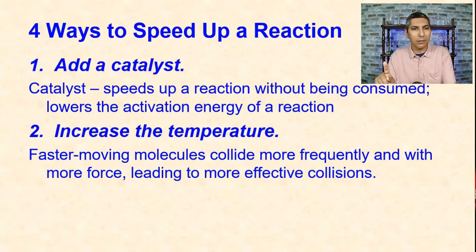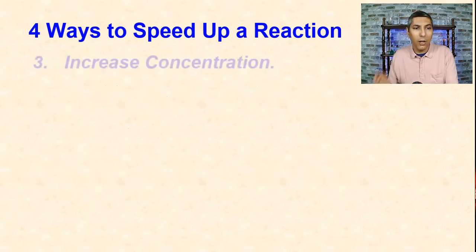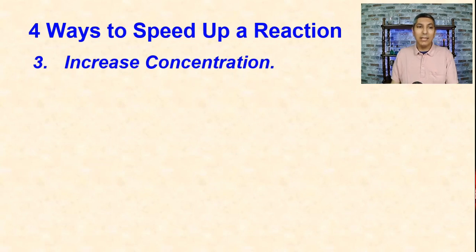So adding a catalyst is our first way. Increasing the temperature is a second way. A third way to speed up a reaction is to increase the concentration of the reactants. I think at some level we understand this as well. If you ever have a dilute acid spill on your fingers, like, let's say orange juice, that's not going to burn you, is it? Or if it does, it's going to take a long time for that to happen.